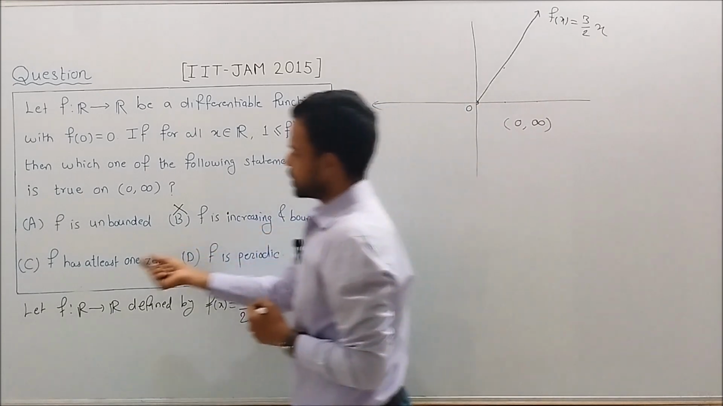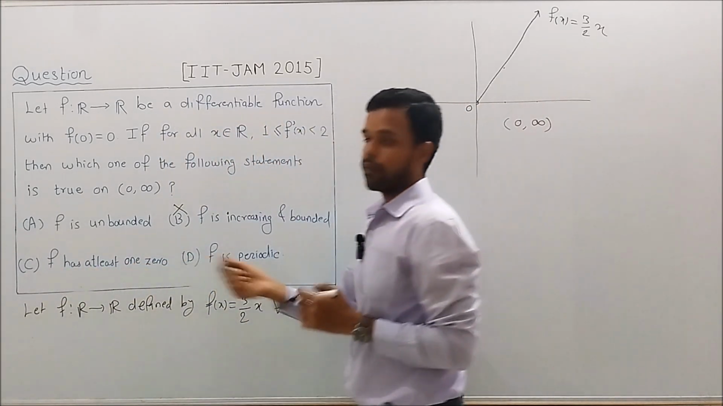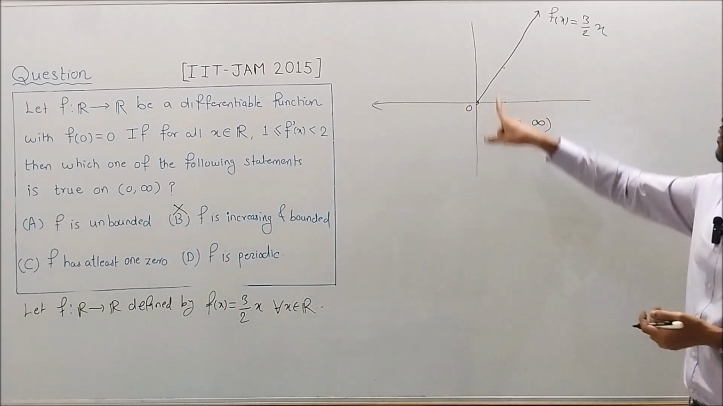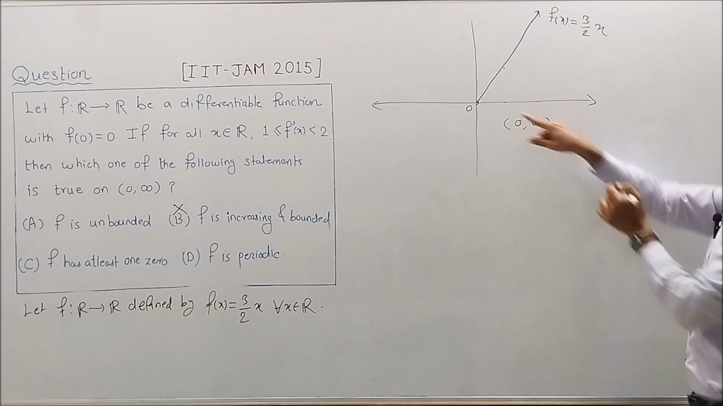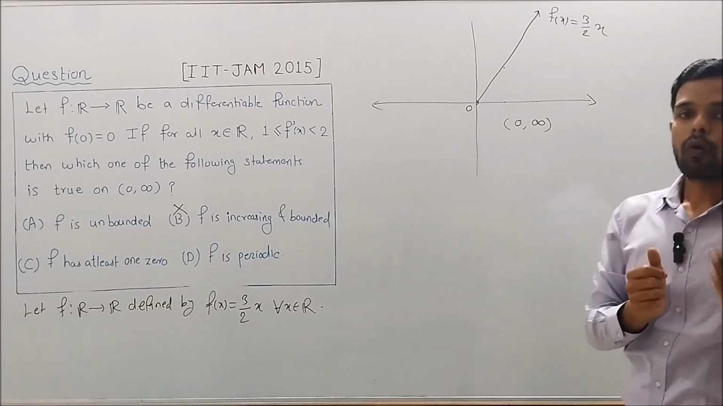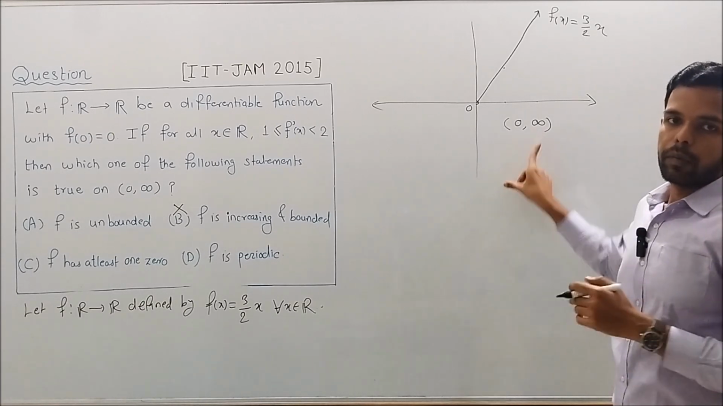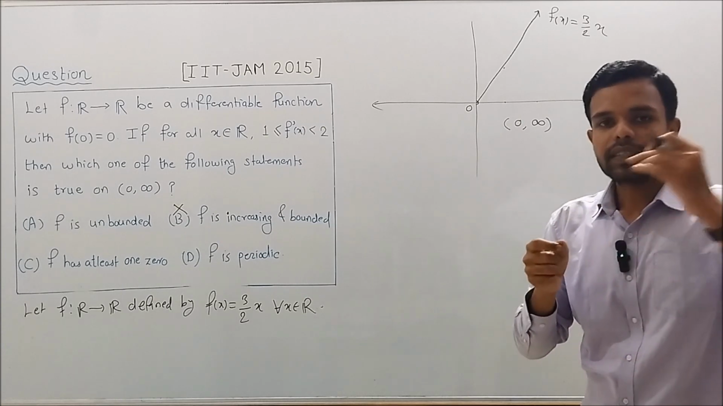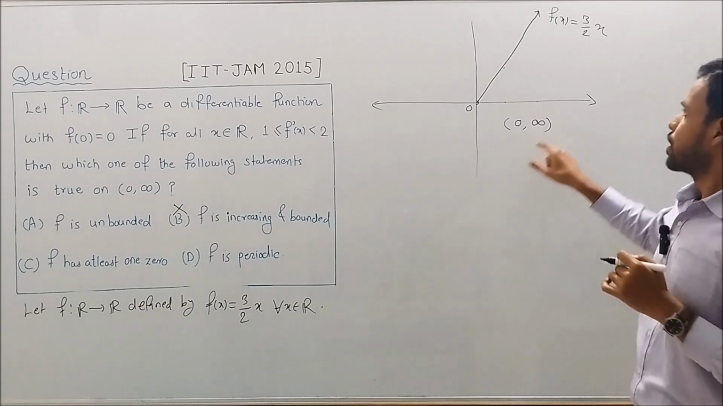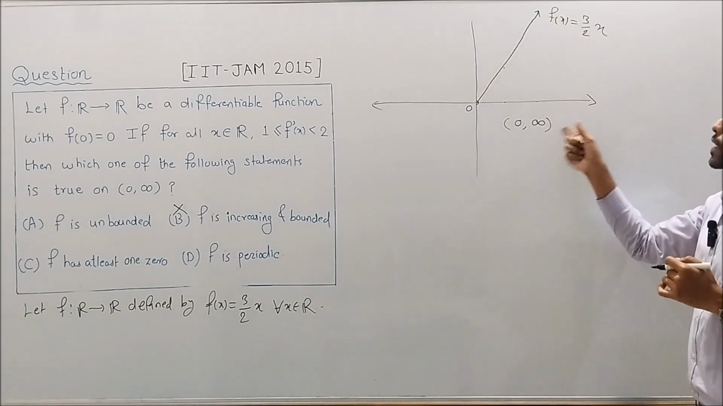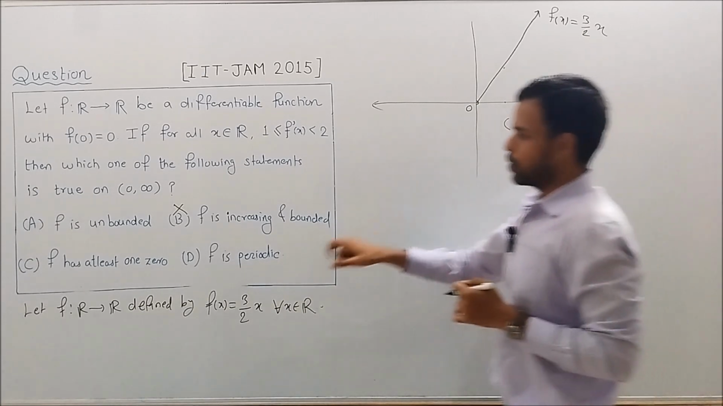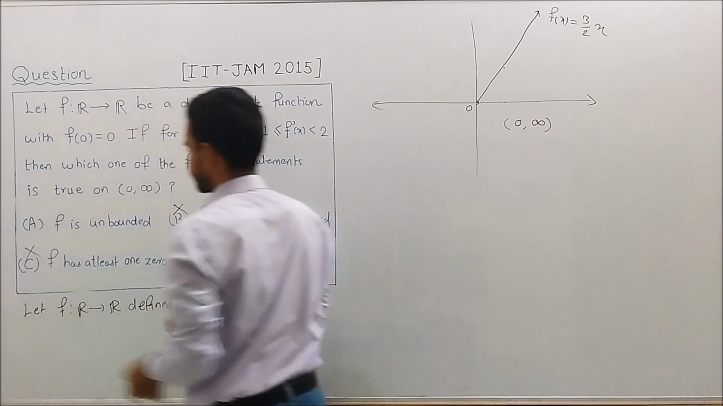Now, option C states that f has at least one zero in the open interval 0, infinity. We can see that the graph of f of x never intersects the x-axis in the open interval 0, infinity. So it has no zero or root in this interval. Because we know that if the graph of a function intersects the x-axis, then f of x has a root at that point. But here, the graph of f of x never intersects the x-axis in this interval. So f of x has no root in this interval. So option C is also discarded.